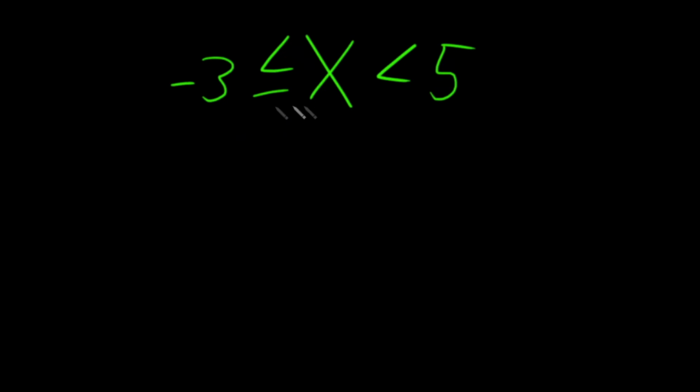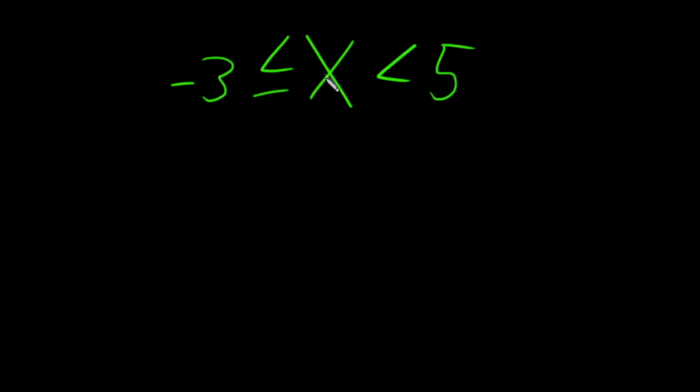Now let's look at compound inequalities. Say we have x is greater than or equal to negative 3, but less than 5. If we're reading this inequality left to right, it does say negative 3 is less than or equal to x, which is less than 5. But to keep it simple, we can read it starting with the x.